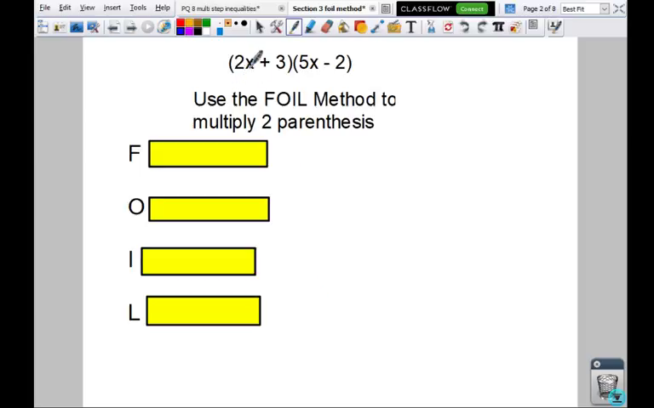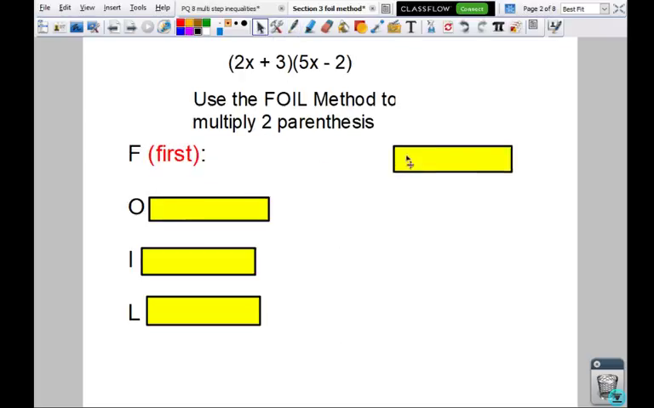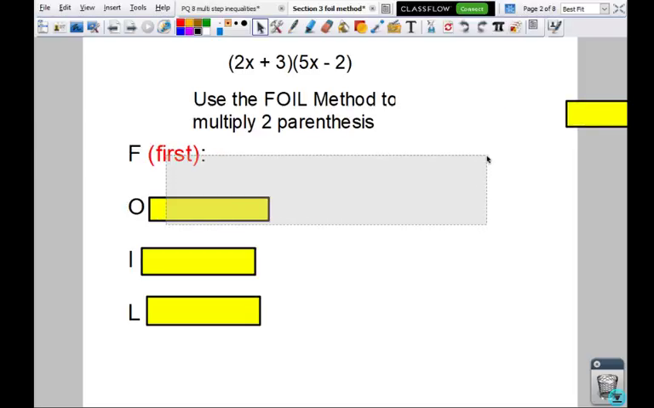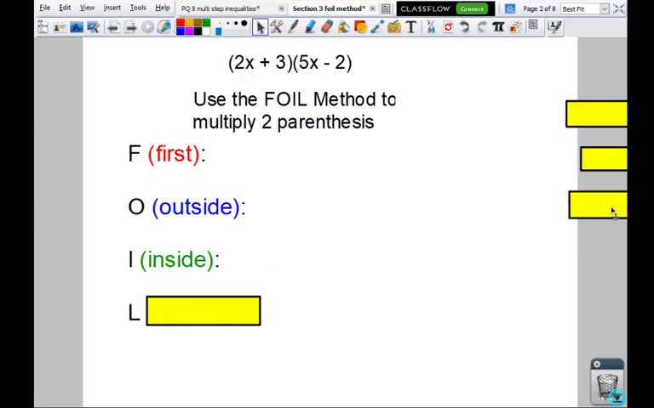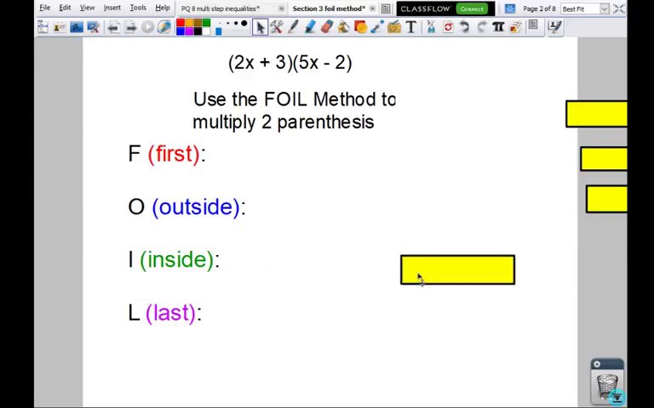All right, so we're going to multiply these two parentheses together. I have parentheses 2x plus 3, and then parentheses 5x minus 2. So we can't quite distribute them. We've got to do a little bit something else first. Now we're going to use what's called the FOIL method. And FOIL is an acronym.